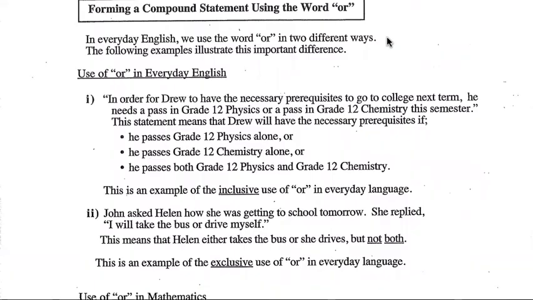In everyday English, we use the word or in two different ways. The following examples will help illustrate this difference. Use of or in everyday English. In order for Drew to have the necessary prerequisites to go to college next term, he needs a pass in grade 12 physics or a pass in grade 12 chemistry this semester. This statement means that Drew will have the necessary prerequisites if he passes physics, or passes chemistry, or passes both physics and chemistry. This is what we call the inclusive use of or.